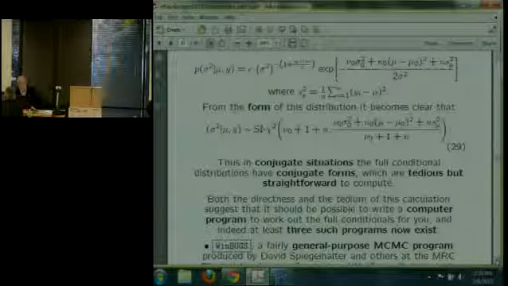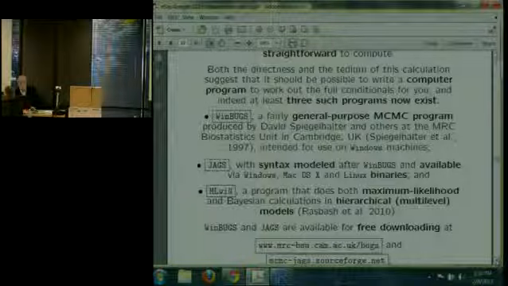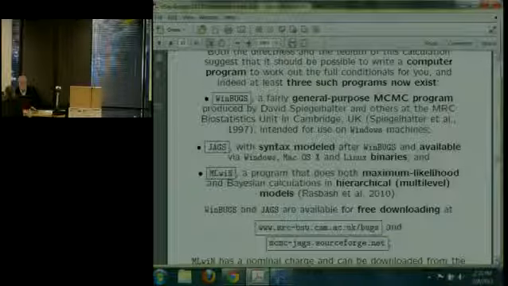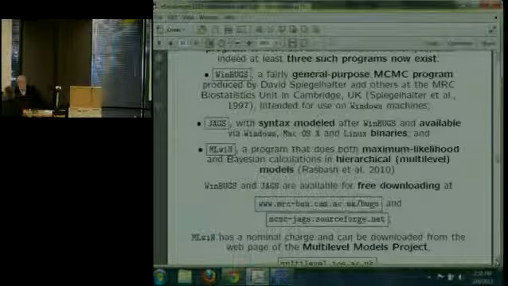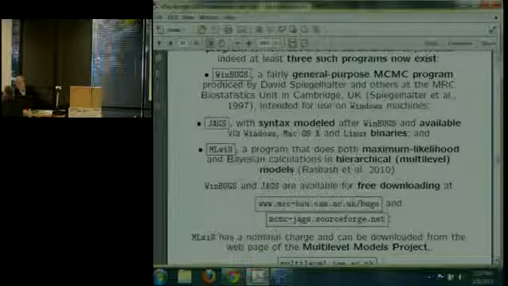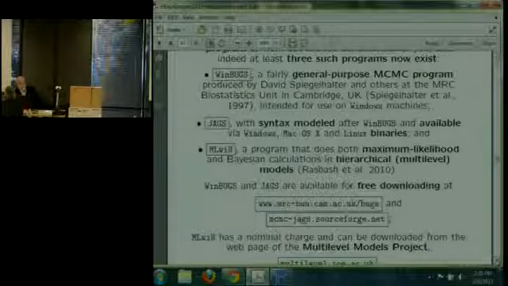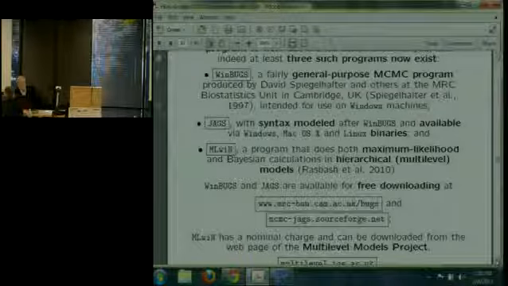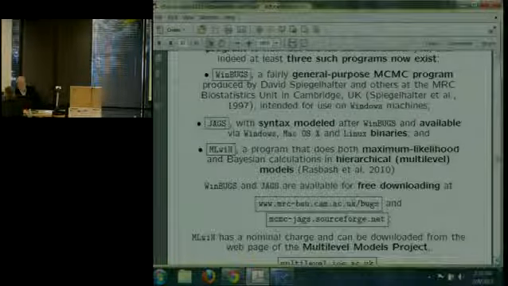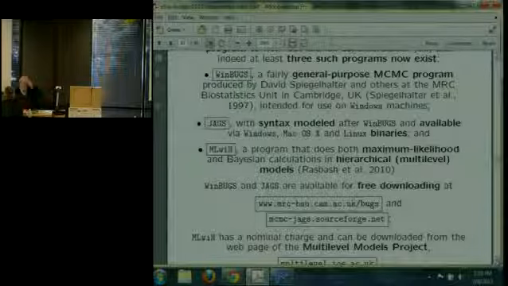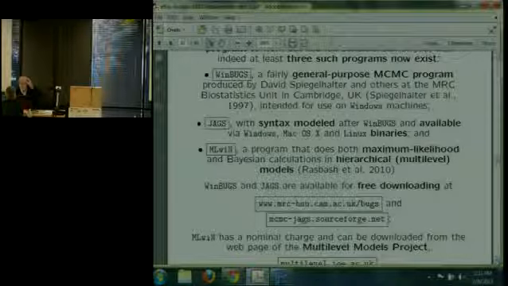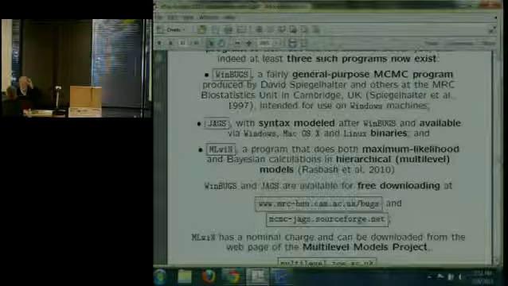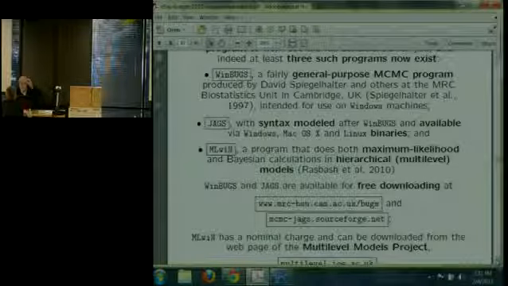And there are at least 3 such general purpose programs that do this right now. The one I'm going to show you today is WinBugs. Then next time I'll show you how JAGS works for those of you who are Mac users. Also, JAGS runs under Linux as well if you're a Linux person. And then there's this program MLWin that I mentioned before, that I was involved in the Bayesian capabilities in. WinBugs and JAGS are freeware, and MLWin has a nominal charge.